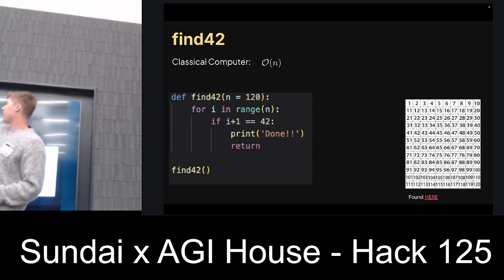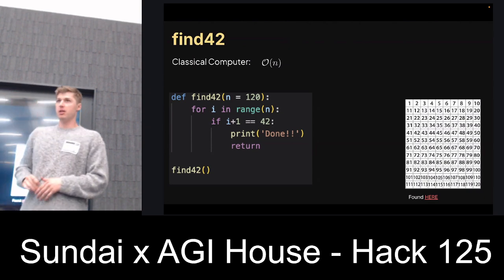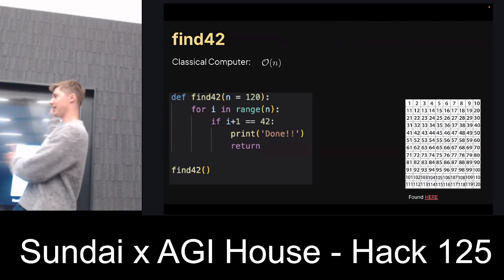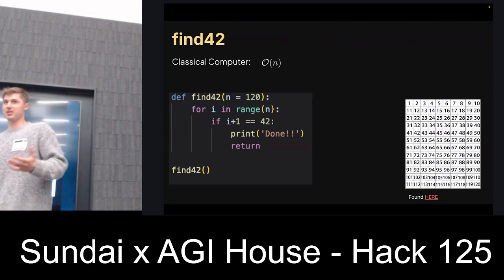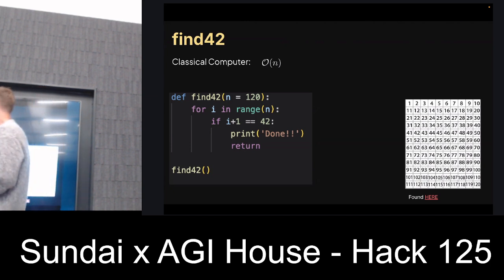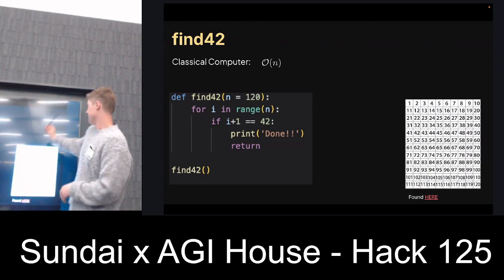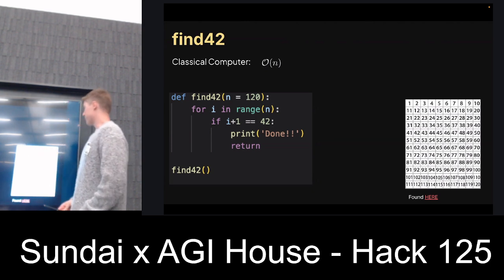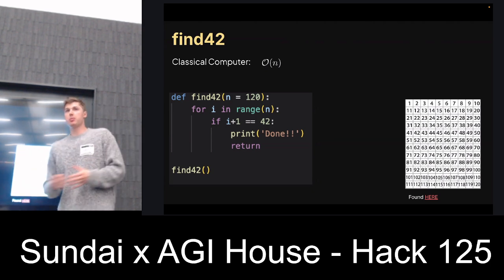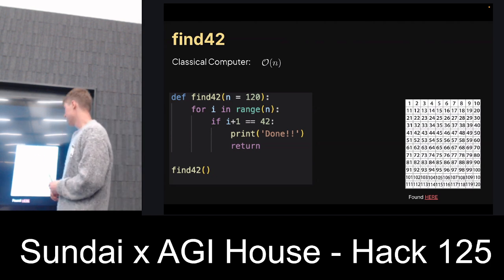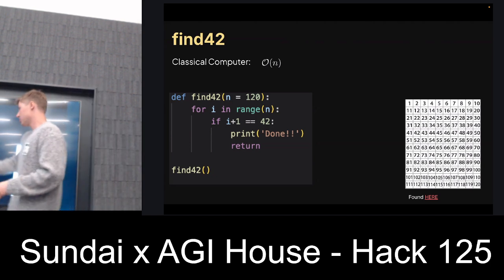All right, so Find 42 is very similar to something from a 3Blue1Brown video, which, if you notice a lot of Manim up there, it's because a lot of this was just pulled from a video. Find 42 is a change on that. It's basically, I want to find the number 42. You give me a bunch of numbers, you tell me how many numbers you're going to give me, and I have to find 42. If you're on a classical computer, you run a little bit of code.